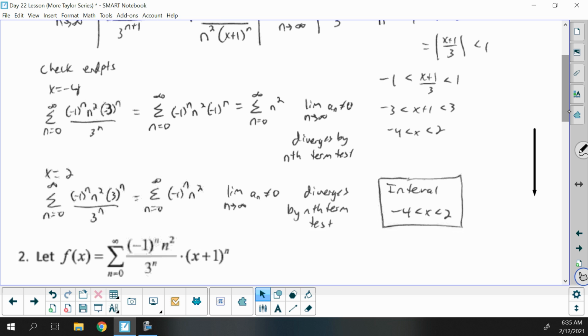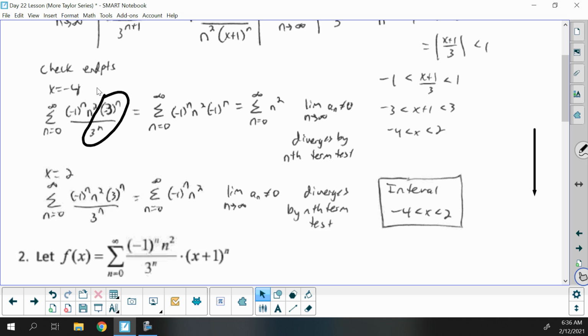So the negative 3 to the n over 3 to the n, that would simplify and just be a negative 1 to the n. Well, negative 1 to the n and negative 1 to the n, if you multiply those, that's just 1 to the n, which is 1. So you end up getting n squared. As n goes to infinity, that's not going to go to 0. So that one diverges by the nth term test.